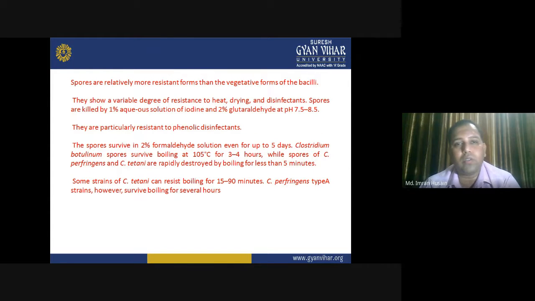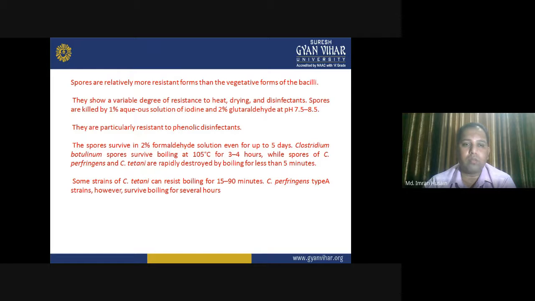Spores are relatively more resistant forms than the vegetative forms of the bacilli. They show a variable degree of resistance to heat, drying, and disinfectants. Spores are killed by 1% aqueous solution of iodine and 2% glutaraldehyde at pH 7.5 to 8.5. They are particularly resistant to phenolic disinfectants. The spores survive in 2% formaldehyde solution even for up to 5 days.